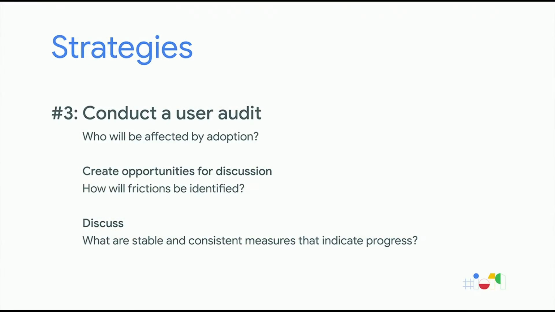So one thing to do is conduct a user audit. Understand who will be affected by your process or tool or system changes. And when we say users, we are talking about two groups. We're talking about your team, who's working with the system or tool, but we're also talking about your end users, who will eventually feel the effects when they use your product.